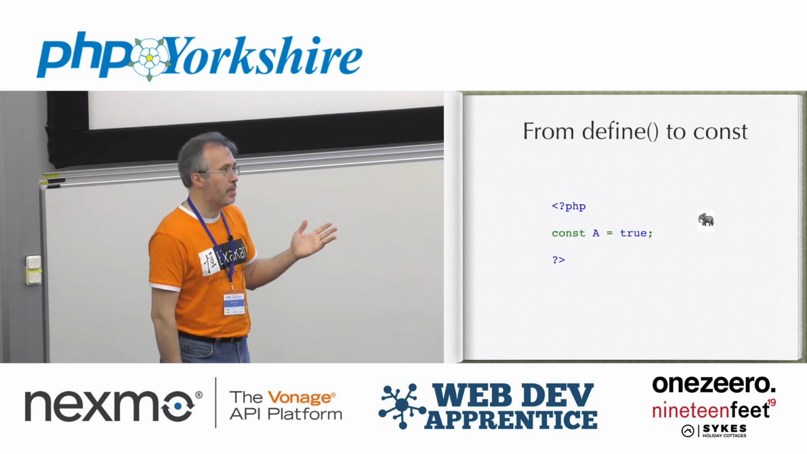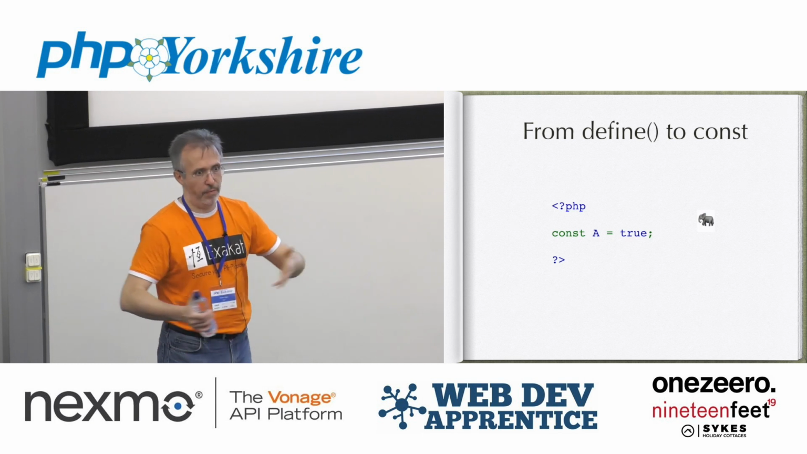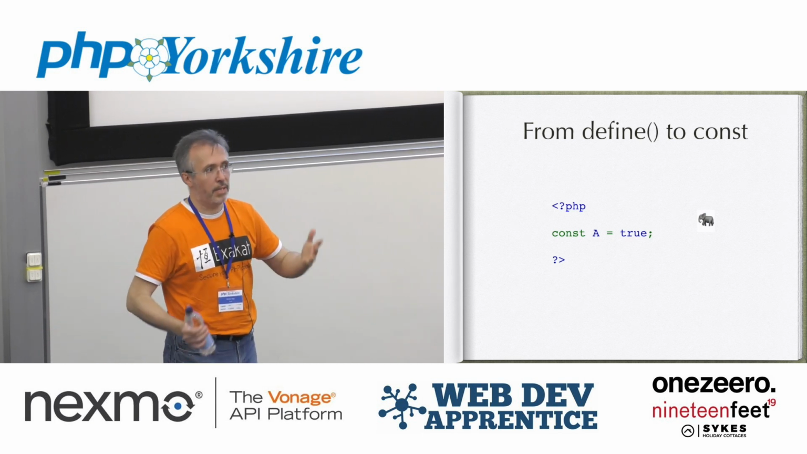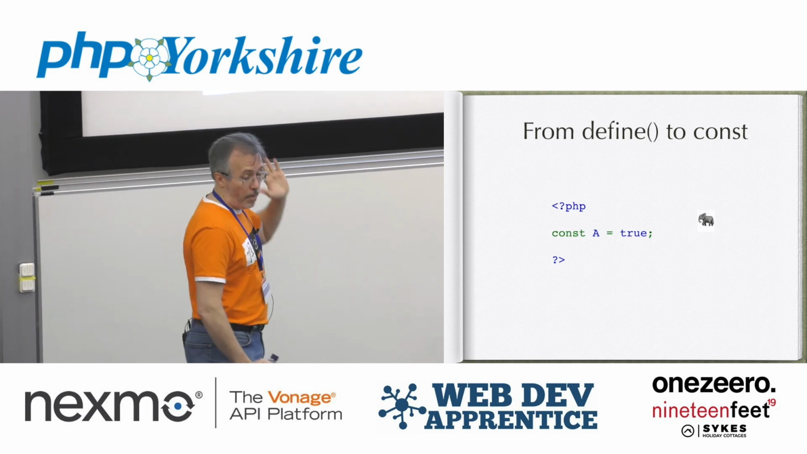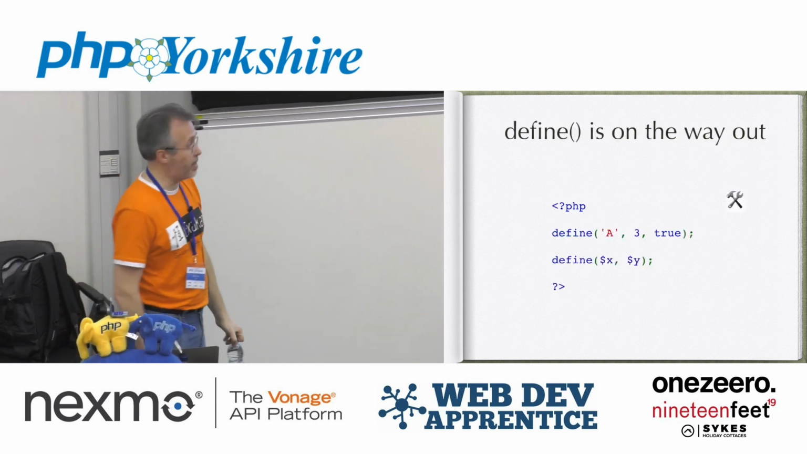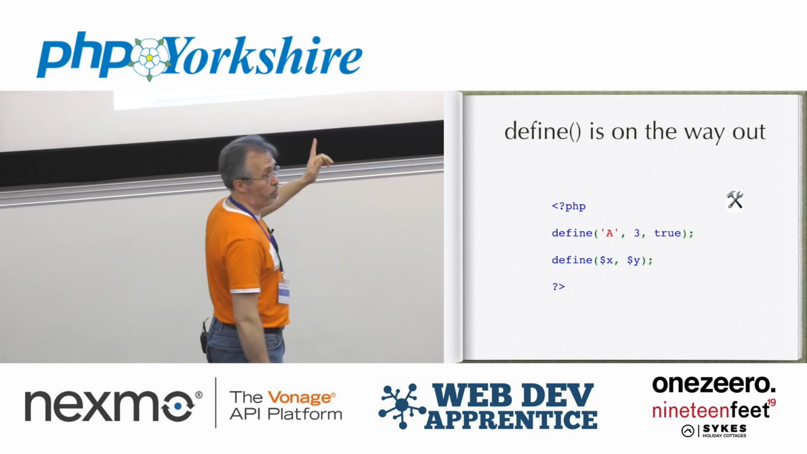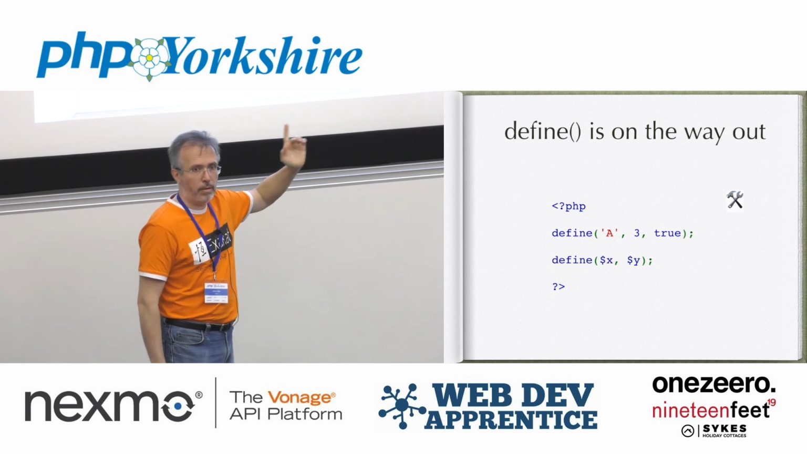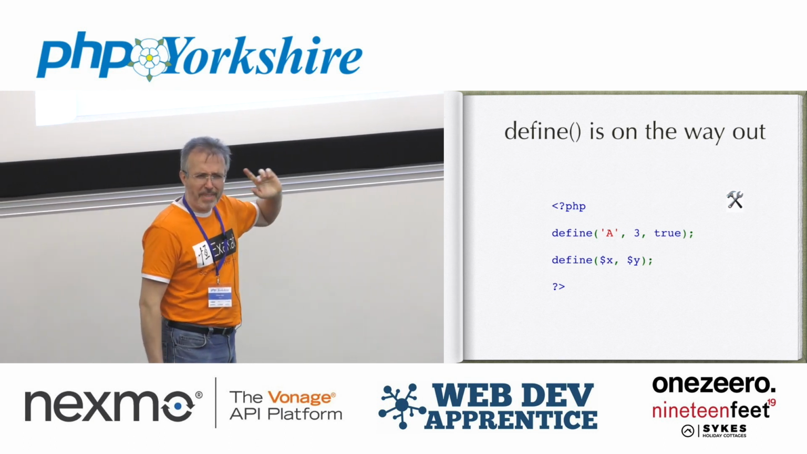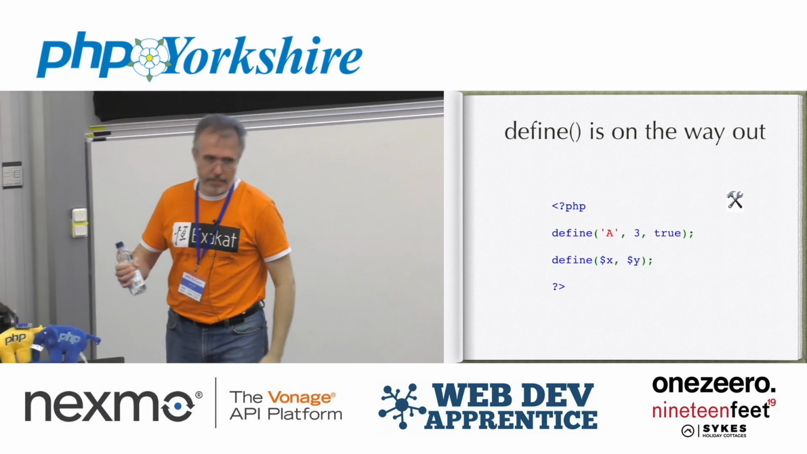Now, of course, it's a micro-optimization. Unless you're defining a million constants, please don't do that. In particular, there are two other cases where define is better. First, define is better, of course, with variable constants. We have variable variables, we have variable functions, we have variable constants.